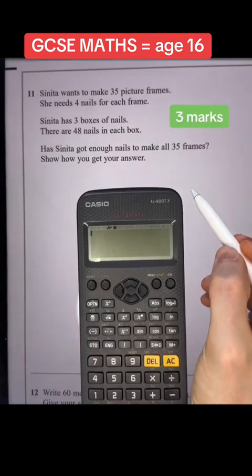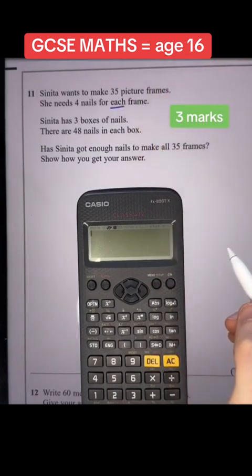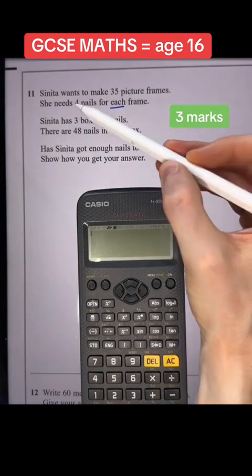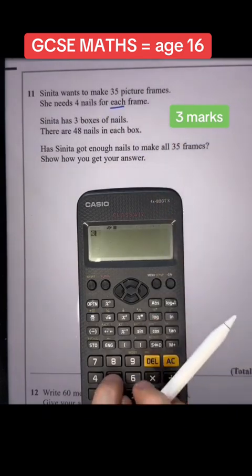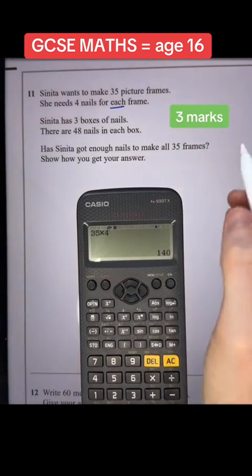Question 11. Sunita wants to make 35 picture frames. She needs 4 nails for each frame. So I'm going to first work out the total number of nails needed by doing my 35 multiplied by 4. So in my calculator, 35 multiplied by 4, that gives us 140. So she needs 140 nails.